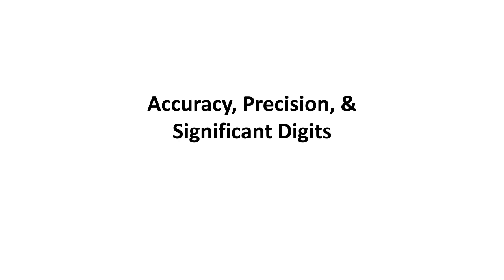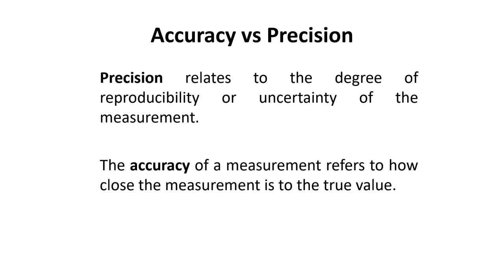Okay, these notes are accuracy, precision, and significant digits. Okay, accuracy versus precision. Precision relates to the degree of reproducibility or uncertainty of the measurement. So there's two things for this. Reproducibility: can you reproduce that same measurement time after time after time? And then as far as the uncertainty of the measurement, how far past the decimal can it go?